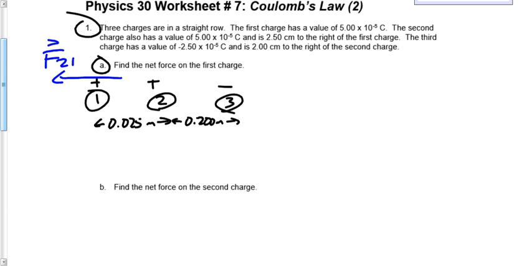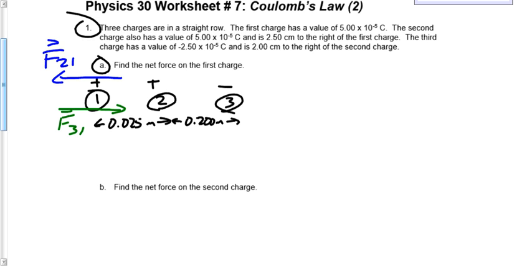Okay, now pretend 2 is not there. What about 3 and 1? Do they attract or repel each other? They attract each other because they're opposite charges, sorry. Right? So 1 is pulled towards number 3. We'll call that F31. It's attracted towards number 3. Now, 3 is pulled towards number 1, right? But who cares? We don't care what happens to number 3. Not yet. That might come later, but not in this question.